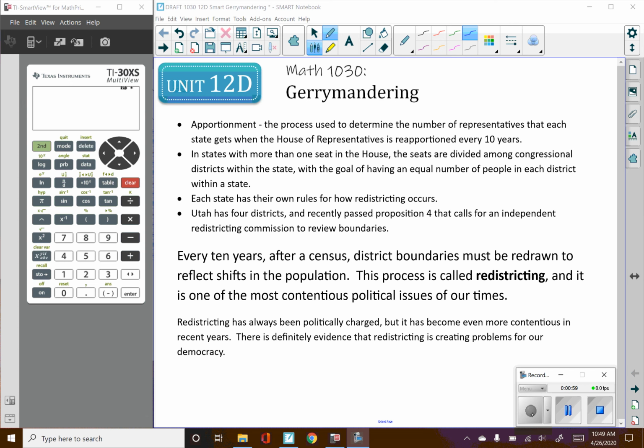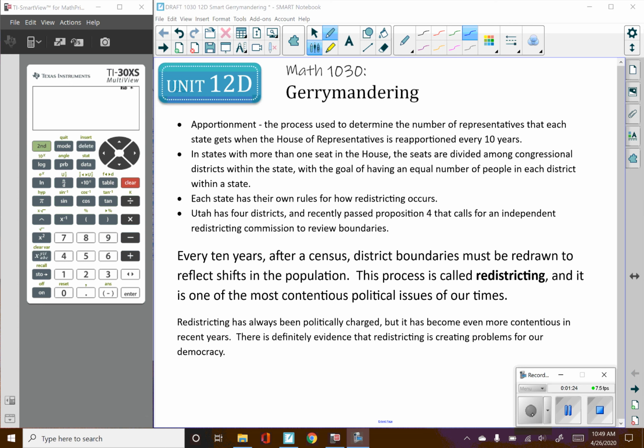Every 10 years after the census, the district boundaries have to be redrawn to reflect the shifts in population, because again, you're trying to keep each district with an equal number of people. So if one part of the state is growing faster than another, then the boundaries are going to have to shift a little bit to equal out the populations in each district. So that process is called redistricting.